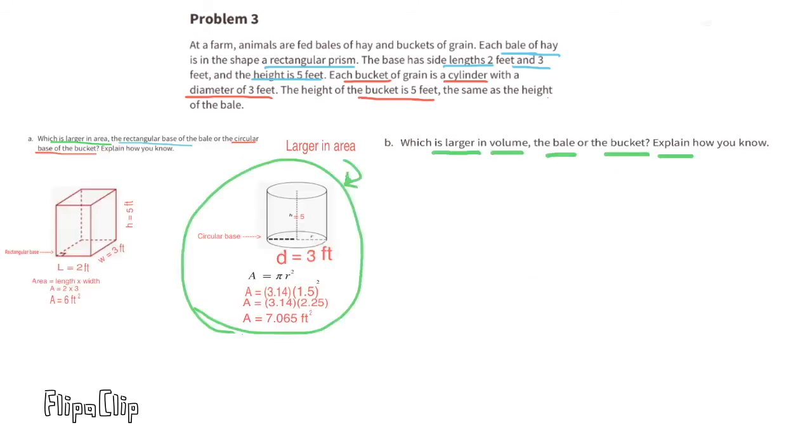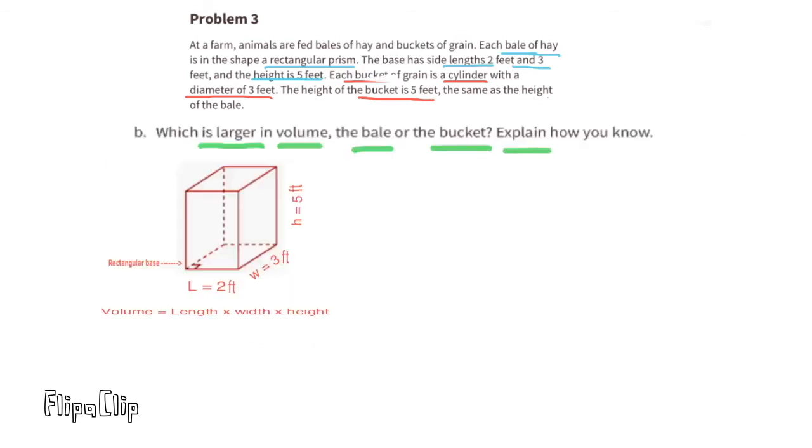B. Which is larger in volume, the bale or the bucket? Explain how you know. To find the volume of the bale of hay, we need to multiply the length times the width times the height. So the volume equals 2 times 3 times 5. 2 times 3 is 6, 6 times 5 is 30. The volume of the bale of hay is 30 feet cubed.